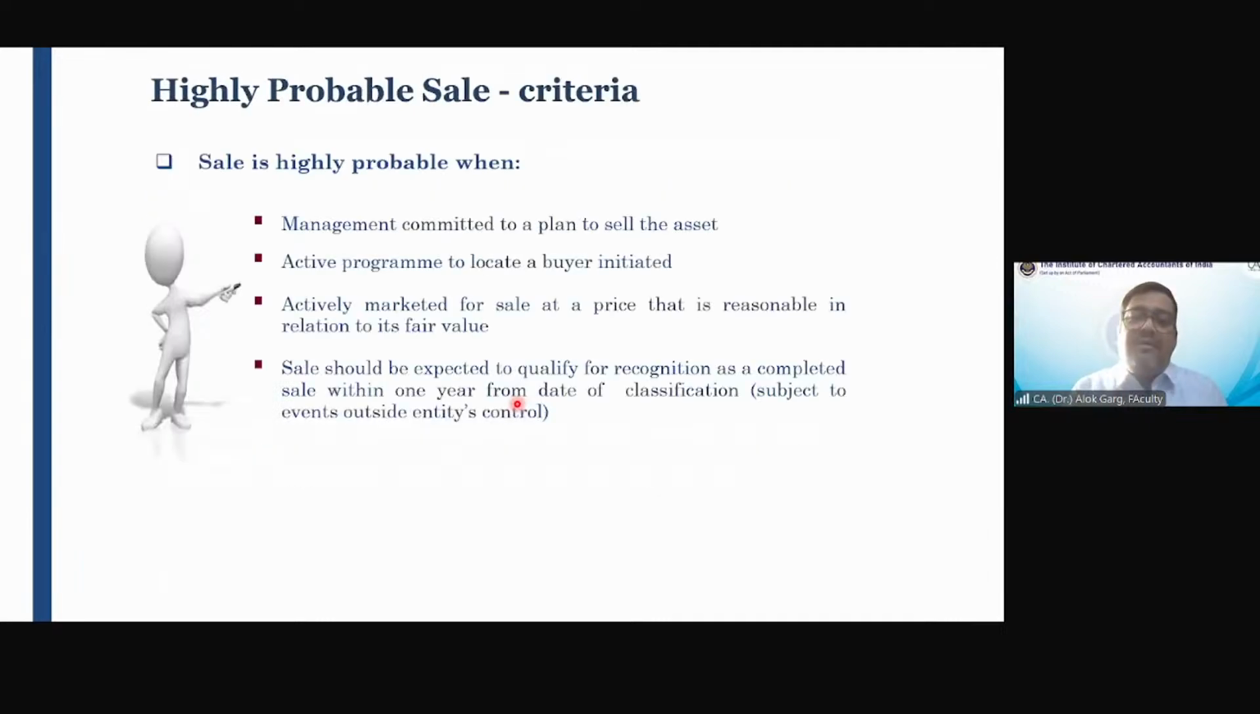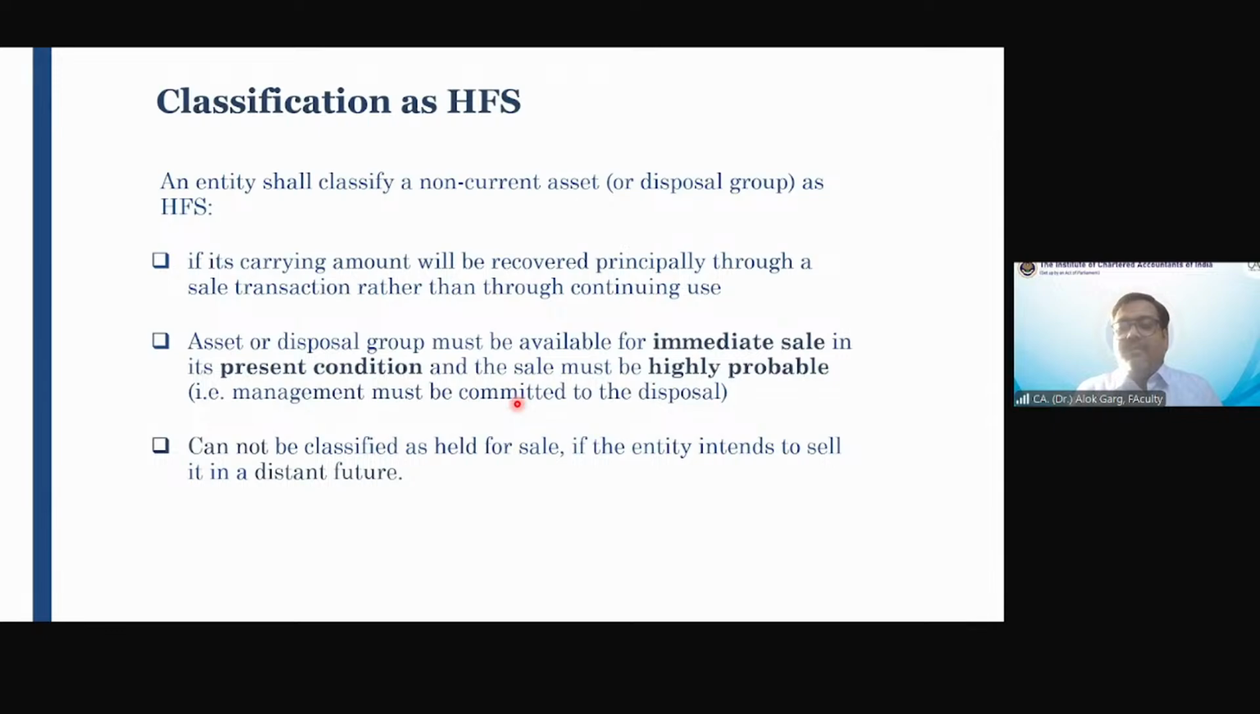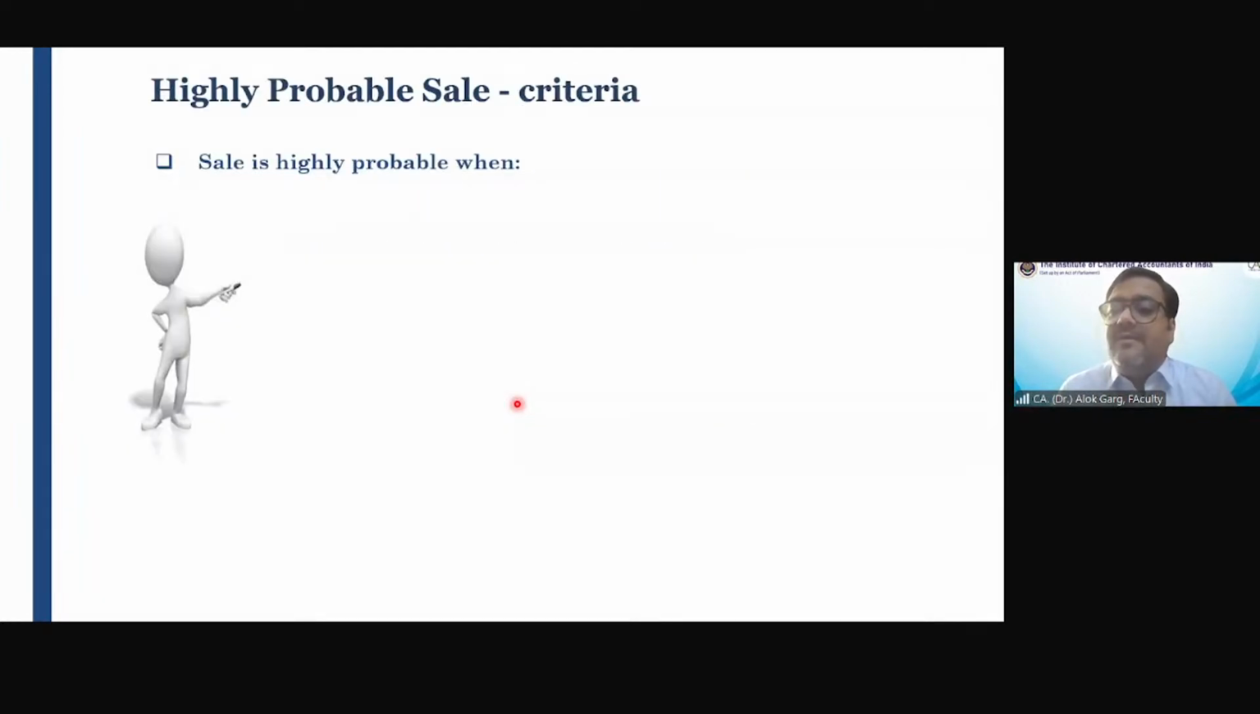Okay, friends, now let's discuss the second part. HP, Hindustan Petroleum. Highly probable, sir. The asset is available for immediate sale in present condition, means intention and ability is there. But can we say that this asset is held for sale? The standard says that for classifying an asset as held for sale, intention and ability is not sufficient. The sale must be highly probable as well.